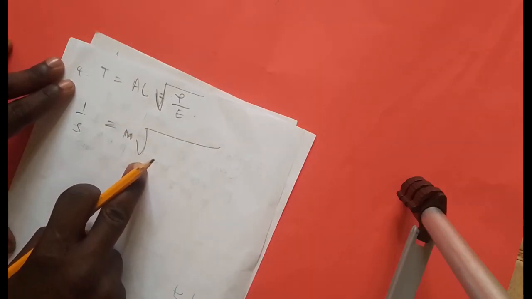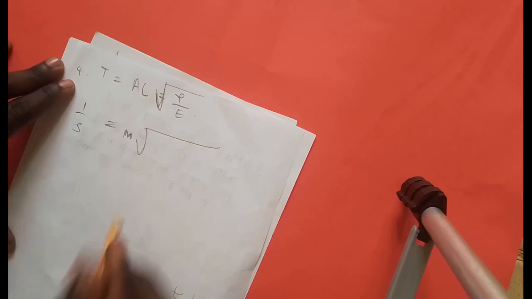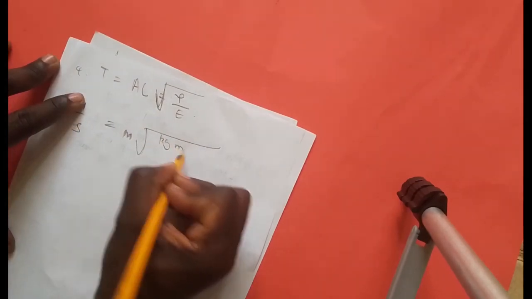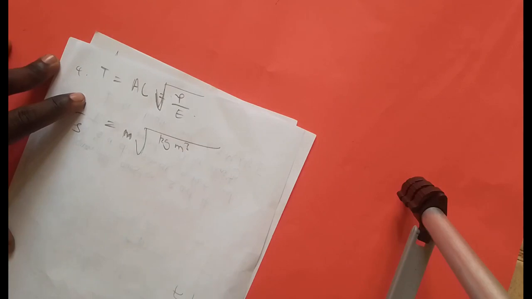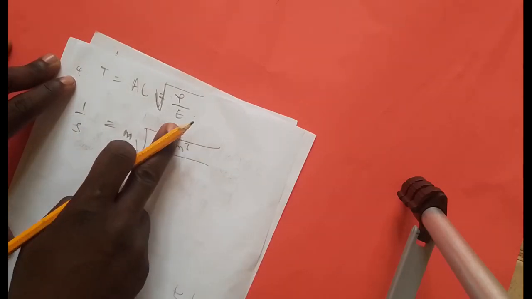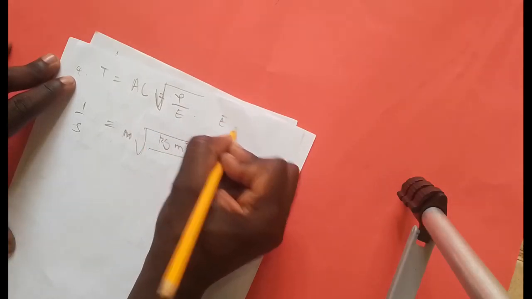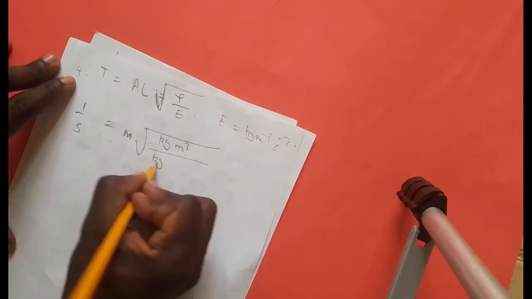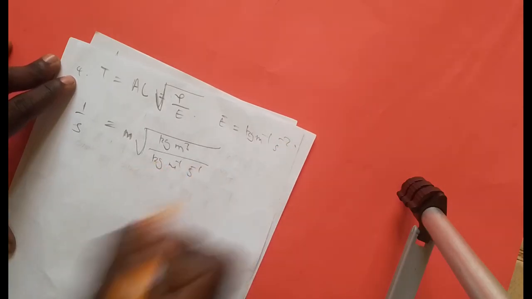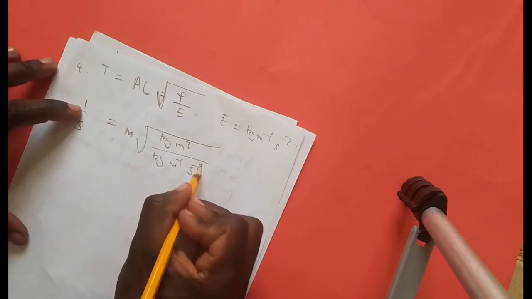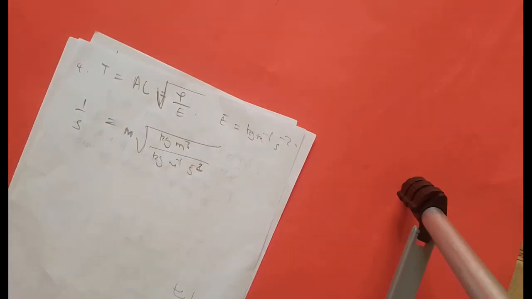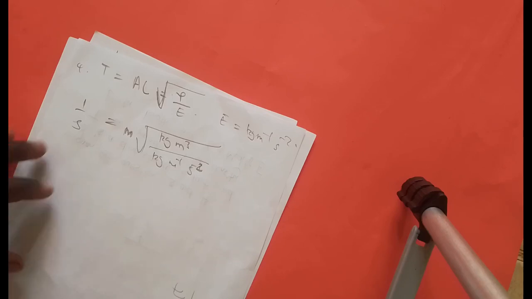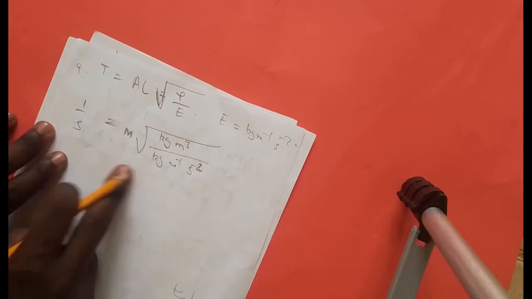The square root of rho, which is the density. What is the unit for density? Kg per cubic meter. That's the unit for density. Over, what is the unit for modulus E? I've told you the unit for modulus E is kg per meter per square second. So then you put kg per meter per square second. That's the trick. That's what you do when you're proving the homogeneity of an equation. You'll be just substituting the units of the equation with their variables. So 1 over s is equal to this.